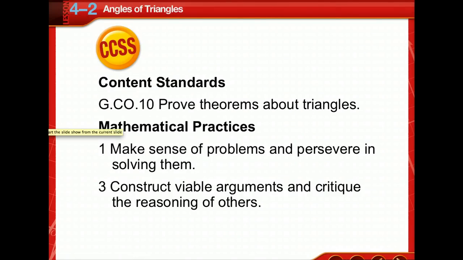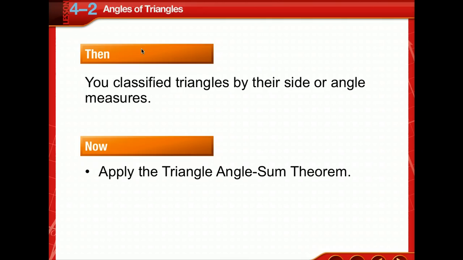Okay, today we are going to cover Chapter 4.2, Lesson 4.2, Angles of Triangles. The content standard, G.CO.10, proving theorems about triangles, and our mathematical practices, make sense of problems and persevere in solving them, and construct viable arguments and critique the reasoning of others. Previously, you've classified triangles by their side or angle measures. And today we're going to apply the triangle angle sum theorem, and we're going to apply the exterior angle theorem.